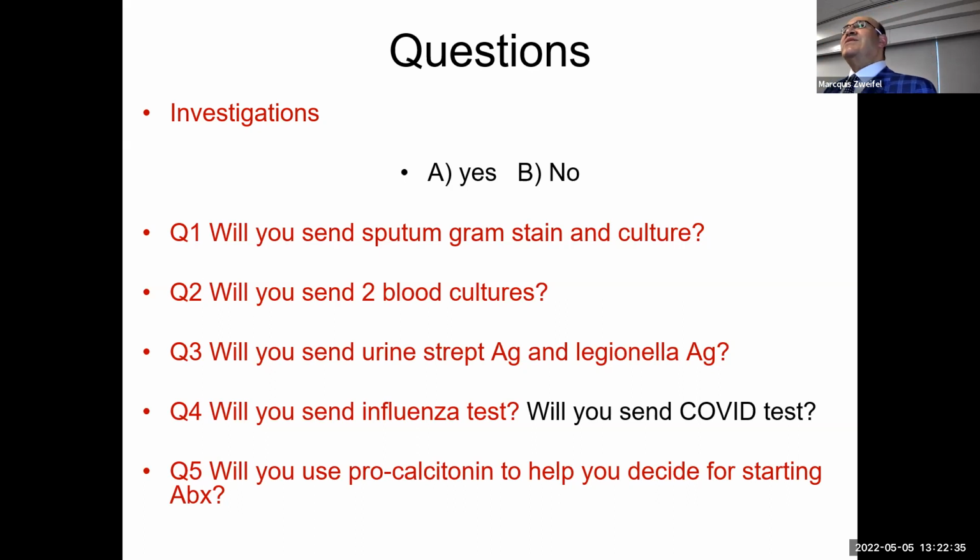Will you use procalcitonin to help you decide for starting antibiotics? No. Anybody? So the question is clear. Will you use it to decide to start antibiotics? No. So everybody says no, or you are tired from raising your hand. But I expect everybody would say no.